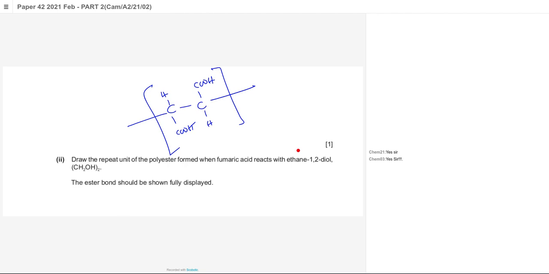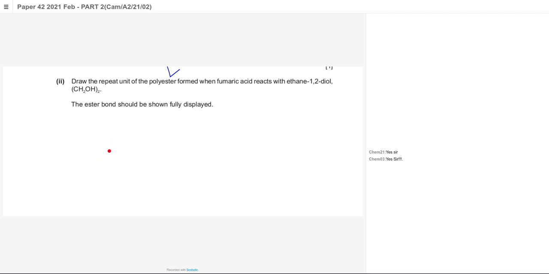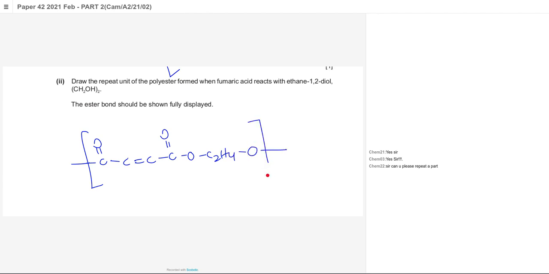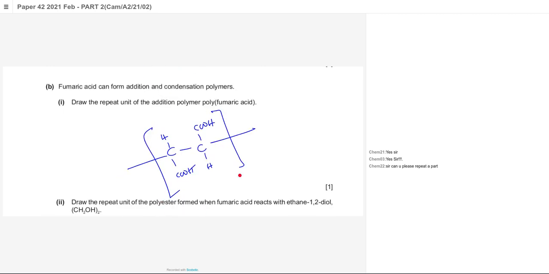Draw the repeat unit of the polyester formed when fumaric acid reacts with ethane 1,2-diol. So repeating unit, this fumaric acid part is a condensation polymer. So you have the OH removed from one end, the carboxylic end. The alcohol end, the H is removed, right? So here, to repeat again, you break the pi bond, extend, put a square bracket, that becomes the repeating unit, right?